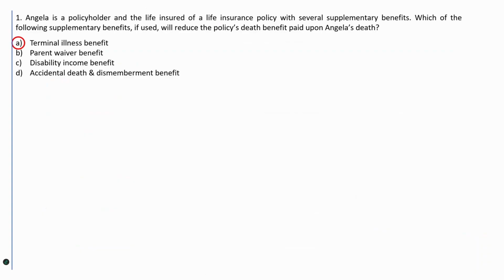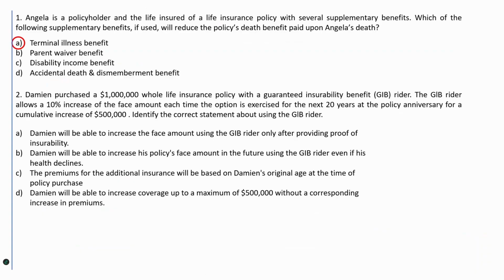So it's terminal illness. In this one, Damien purchased a $1 million whole life insurance policy with a guaranteed insurability benefit rider. So in the future, they can add more coverage without any medical or proof of insurability. The GIB rider allows a 10% increase of the face amount each time the option is exercised. So every time they want to use this GIB rider, they can increase it by 10% only, for the next 20 years.